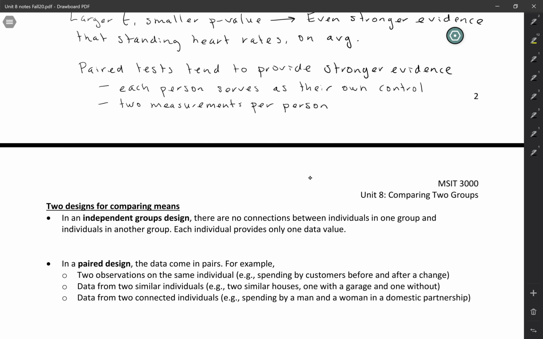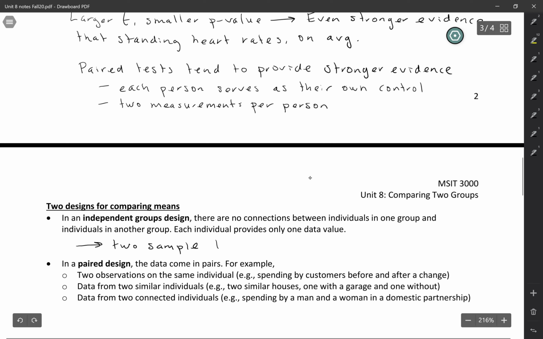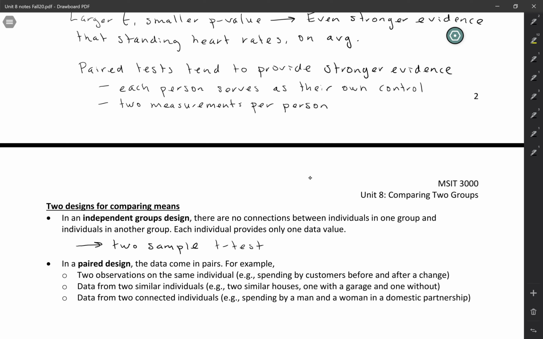So to summarize, we have 2 different designs for comparing means. The first one is an independent groups design where there are no connections between individuals in one group and individuals in another group. Each individual provides only one data value. And in that case, we're going to use what's called a 2-sample t-test. So we say 2 samples because the groups are independent, and this is a t-test because the response is quantitative, right? Number of beats per minute, that's a quantitative measurement.